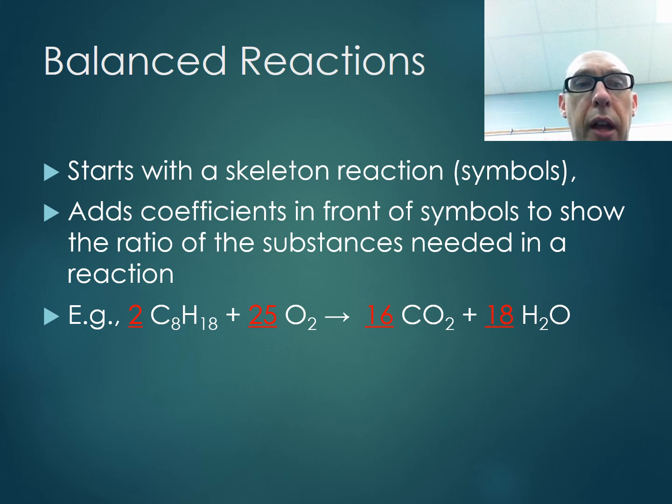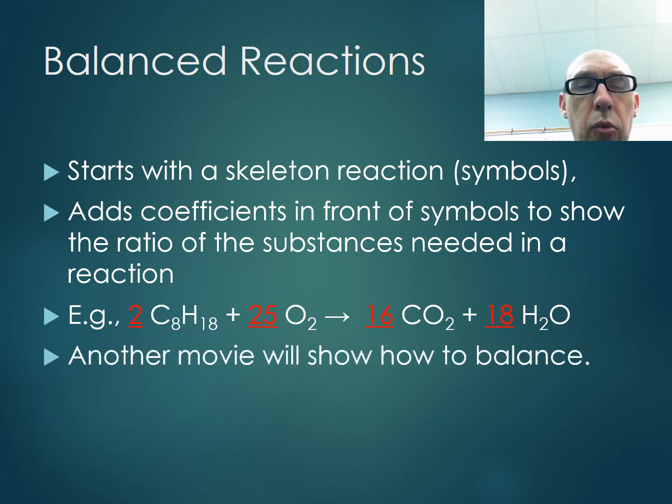And the reason for that is if we carefully count all the atoms on the left-hand side and on the right-hand side, we'll find that we have exactly the same number of carbon atoms on the left and right, same number of hydrogens on the left and right, and same number of oxygen atoms on the left and right. And that's what we're going to be working towards later on. But in the short term, we're going to work on word equations and skeleton equations, and we'll build up later on to balanced. And we'll get that in another movie.